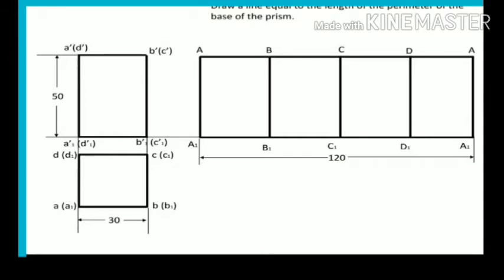Now here the development, the square prism has 4 side rectangular faces. Now if you see the development, that is A, B, C, D, A, that is the perimeter of the top view, and the height of the development is the height of the front view.